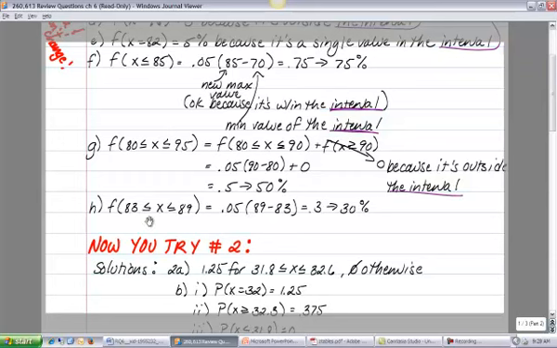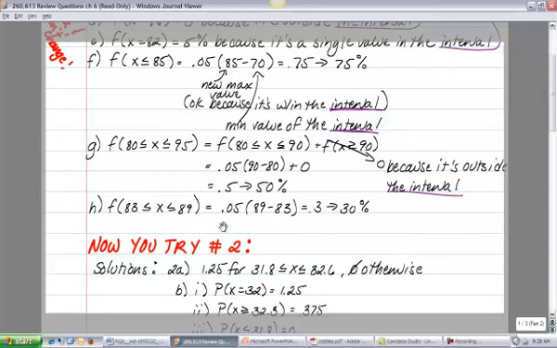I have here the numbers 83 and 89. Okay, so 83 and 89 are both within my interval. So this is a simple calculation.